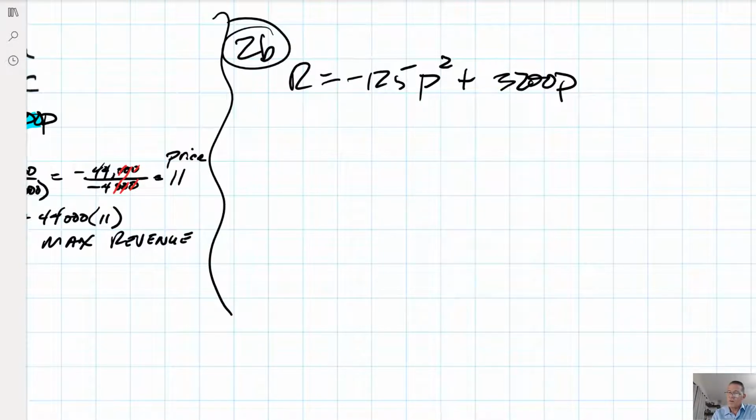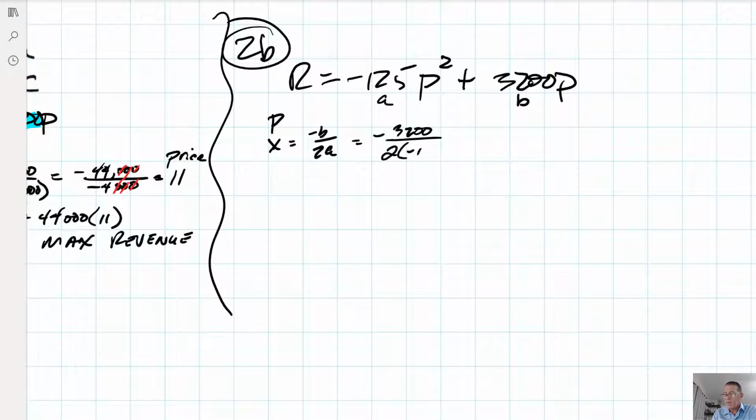So A and B, and again, you always start off with your x-coordinate, which happens to be p in this case. So negative b divided by 2a. So instead of x, we should write p, because we're dealing with price here. Instead of x coordinates, we got p coordinates. So negative b, which is 3200, divided by 2 times a, which is negative 125. So we got negative 3200 up top, and then 2 times 125 is 250, so divided by negative 250. Once again, a negative divided by a negative is a positive.